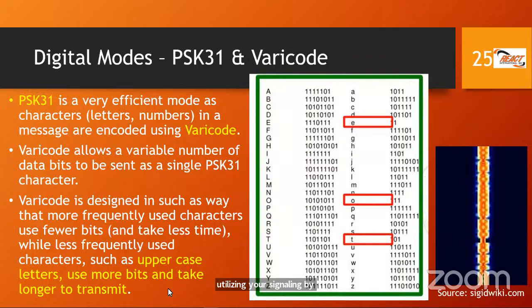So let's read the last bullet point because it's an exam question. Varicode is designed in such a way that more frequently used characters, there are some letters in the alphabet that are more frequently used in sentences or in amateur radio communication, use fewer bits and also use less time. Whereas the ones that are less frequently used, like uppercase characters, use more bits and take longer to transmit. So this is what varicode is.